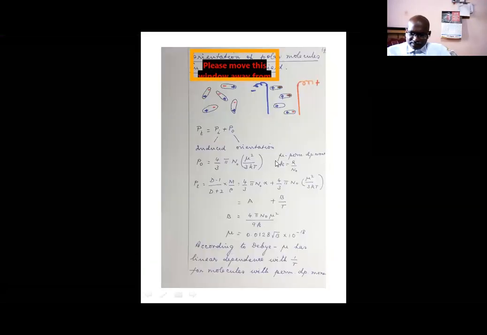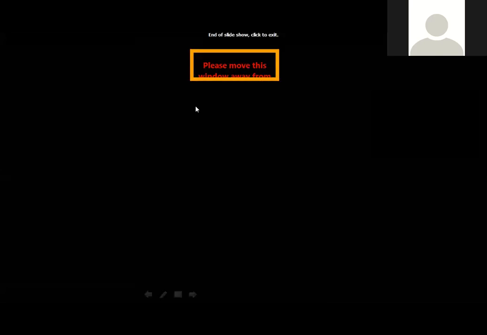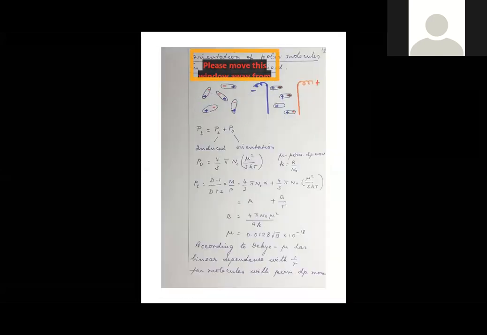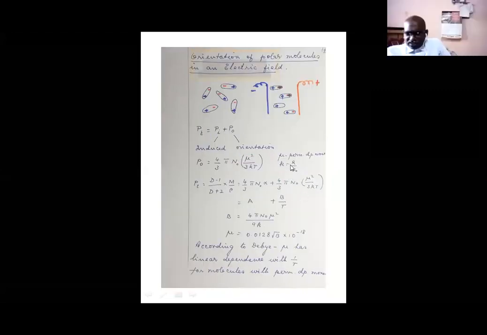So look here. The induced dipole moment and the orientation dipole moment. The orientation dipole moment is given like this. What is K? I have explained, it is the Boltzmann's constant, R divided by N0.